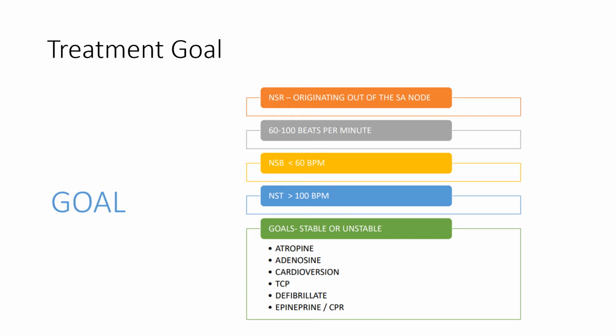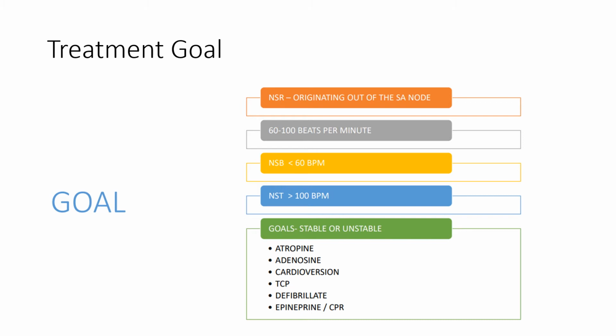Your treatment goal is surrounded by what you're seeing here. Your normal sinus rhythm comes out of the SA node. So it originates out of your SA node, which is your normal pacemaker that beats about 60 to 100 beats per minute. Less than 60, sinus bradycardia. More than 100, sinus tachycardia. So NSB is the same term for normal sinus brady. NST is the same term for normal sinus tachycardia.